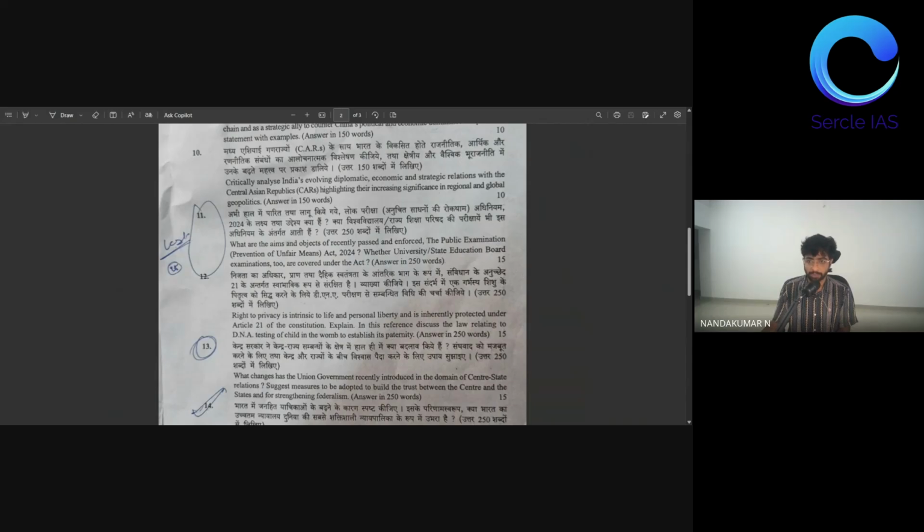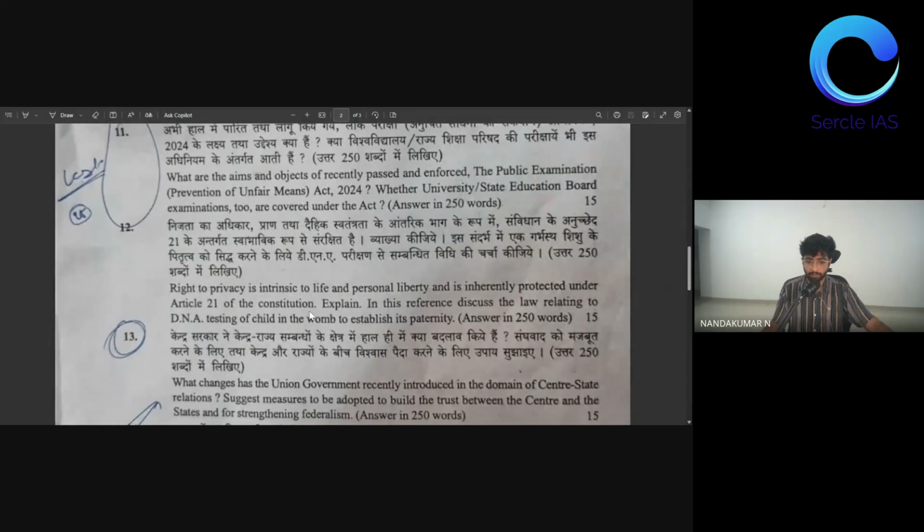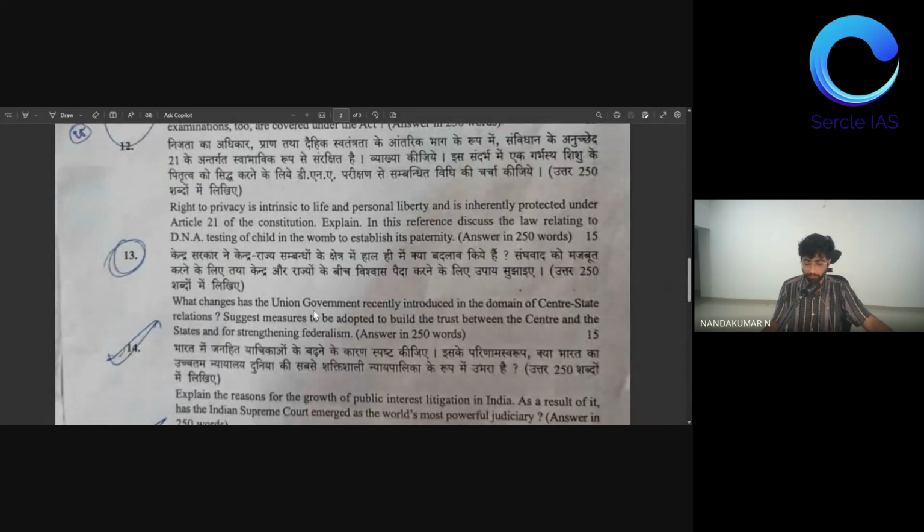Now the next question is very much current heavy, or it was in news for a long time, but basic question only. What changes has the union government recently introduced in the domain of center-state relations? Suggest measures to be adopted to build the trust between center and the states for strengthening the federalism.